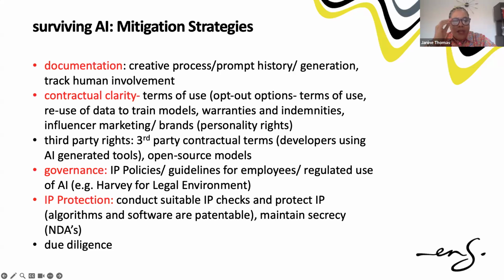Thank you, everyone. Just looking at your influencer and marketing agreements, and then any third-party agreements that you have with third parties who are your developers that are using AI tools, your governance, AI policies. Do you have those in place? Do you have guidelines for your employees? And as Bernard mentioned, your IP protection, making sure you have the right NDAs in place and maintaining your secrecy.